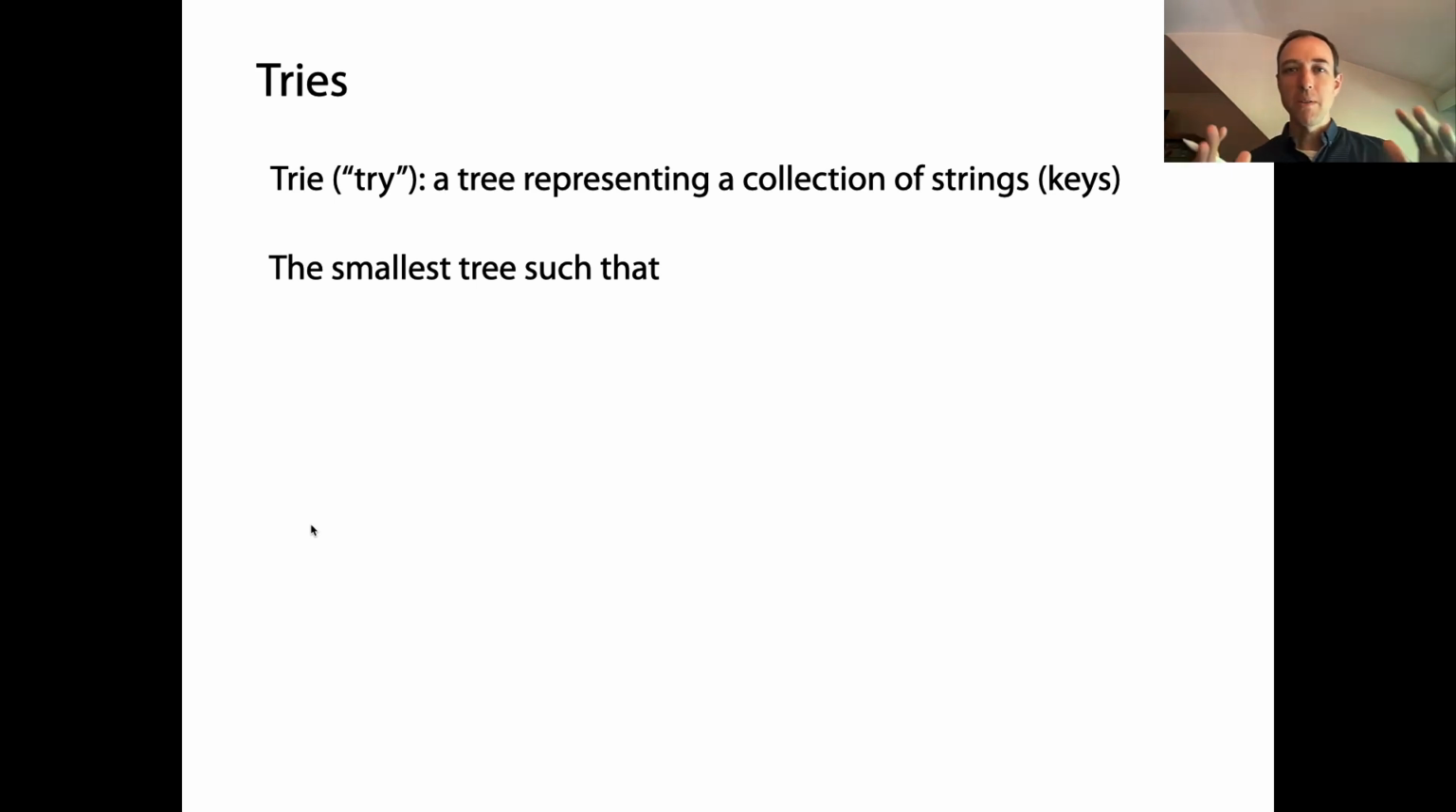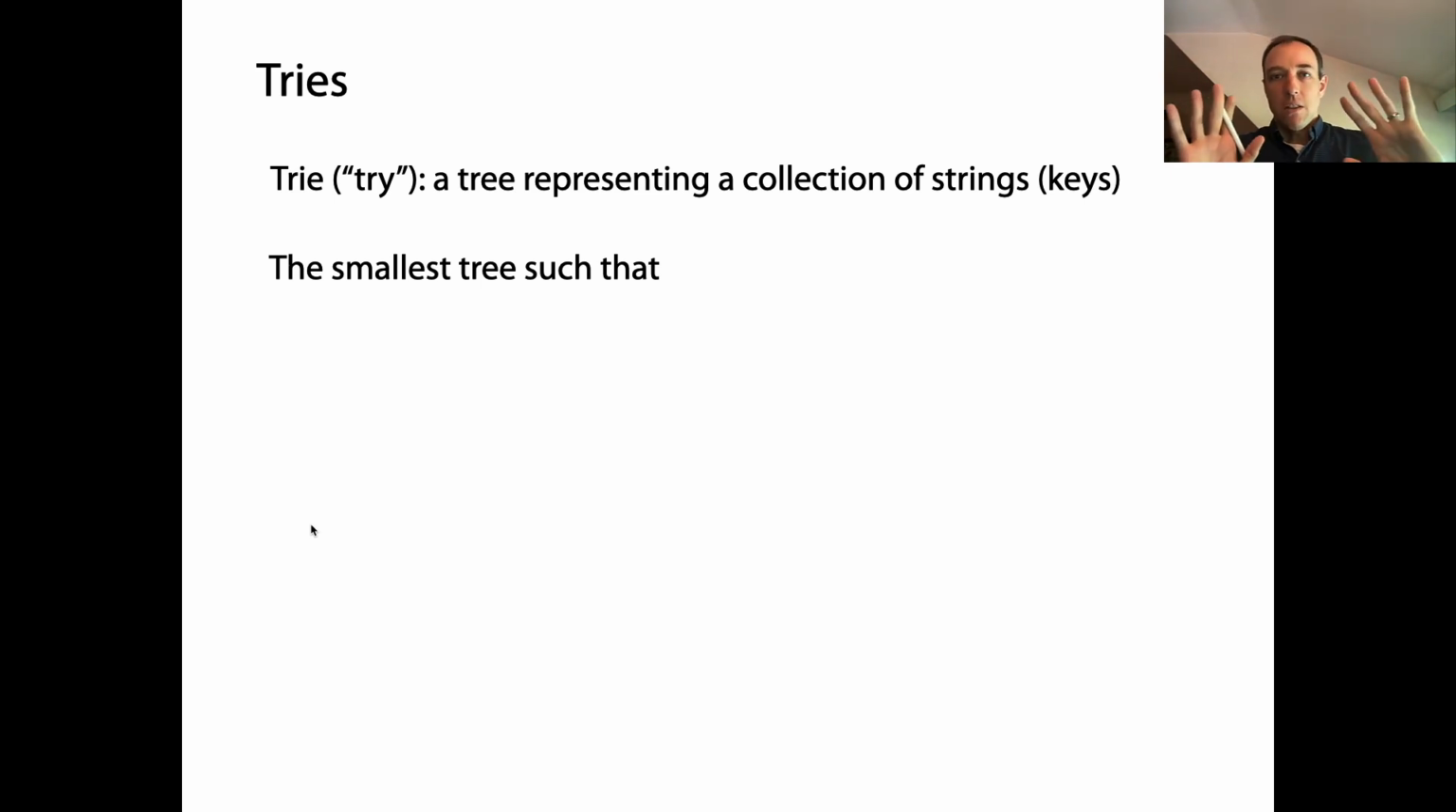To add another bit of confusion to this issue, it comes from the word retrieval, right? So it's the T-R-I-E from the middle of the word retrieval, and so it seems like it ought to be pronounced tree, but it's not. It's pronounced try. And a trie is a tree that represents a collection of strings. The strings that we're putting into this data structure, we're going to refer to as the keys, because we're going to put the strings into the data structure, and then later it's going to be possible to query the data structure to figure out whether a string is in there or not.